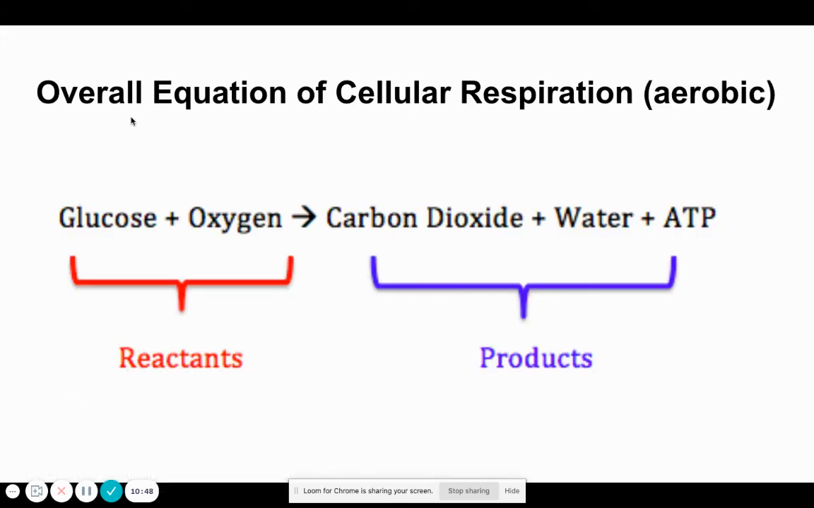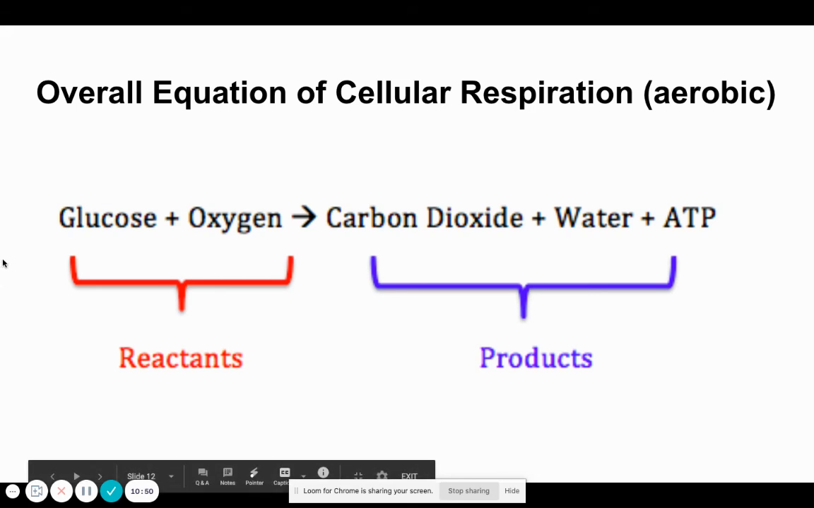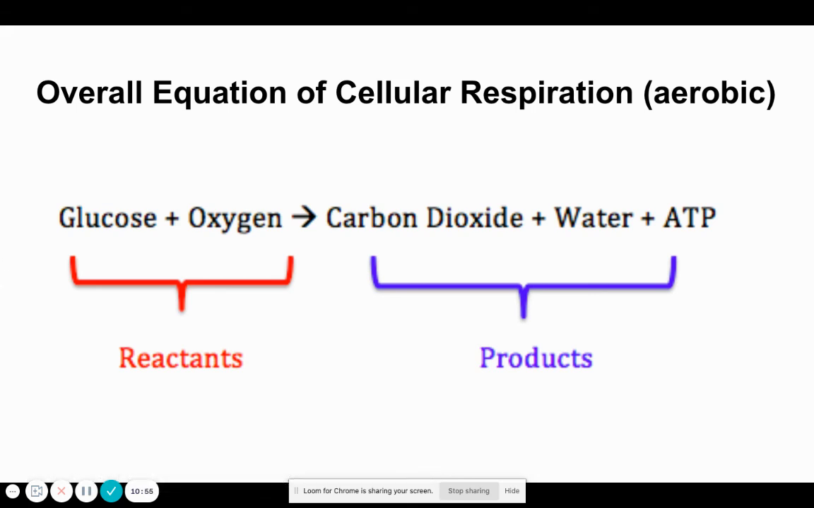So if you take a look at the overall equation of aerobic cellular respiration, the reactants are going to be glucose, which you remember had to be broken down into the two pyruvates during glycolysis, and then oxygen, which we breathe in. The products are going to be carbon dioxide, which is released during the first step, the Krebs cycle, and it's released into the atmosphere. We breathe it out because it's a toxic gas.